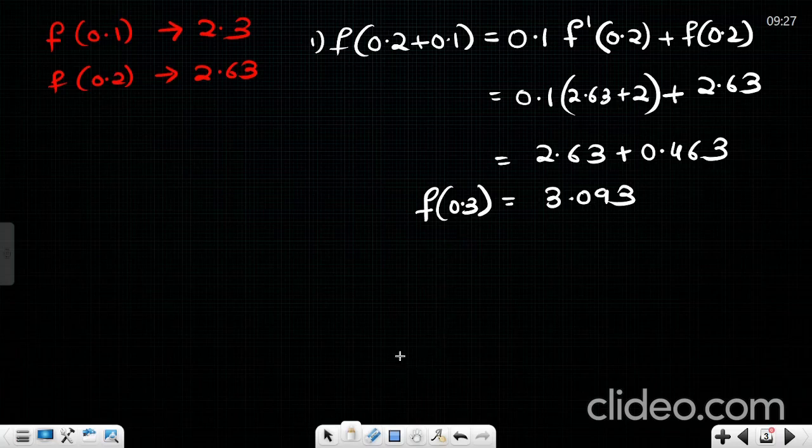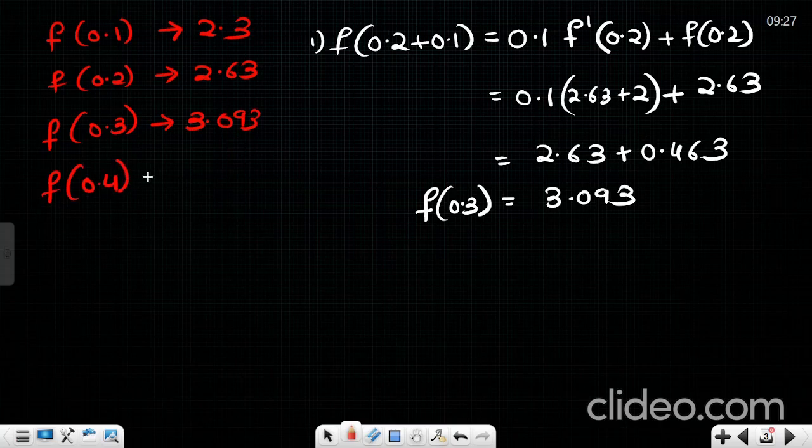I think this should be very much clear for you, f of 0.3. Now that means let us update our table. f of 0.3 value will be 3.093. Good. Now let's go for calculating f of 0.4. That's what we need. So f of 0.4 is what we need. So let's go for it.